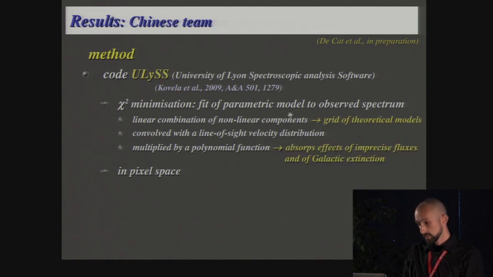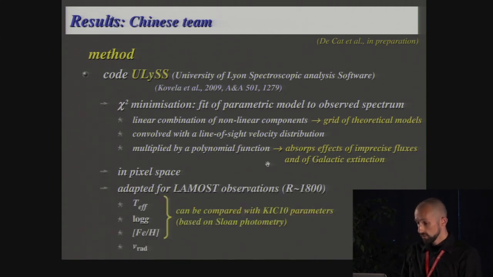In our case, these linear components are actually stellar models that depend on the stellar parameters. And this multiplication by a polynomial is done to absorb effects of imprecise flux calibration and of galactic extinction. This code has been adapted to the LAMOST observations, so for a resolution of 1,800. And it can determine effective temperature, log g, metallicity, and radial velocity.